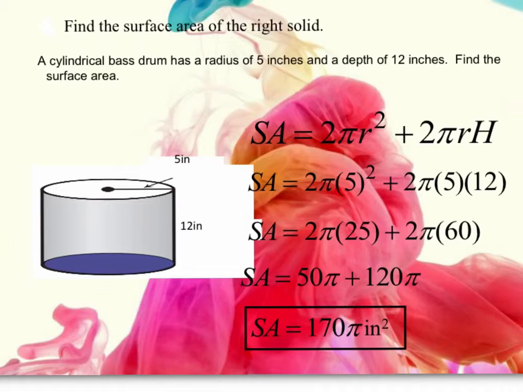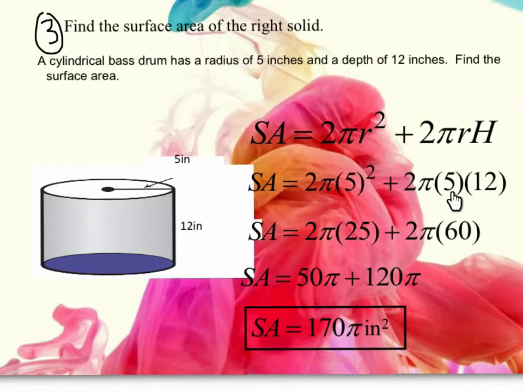Okay, here is our last example. Let's think about what if we had a cylindrical bass drum. So this is a bass drum here, and notice it's in the shape of a cylinder, so that's why they call it cylindrical. It has a radius of 5 inches and a depth of 12 inches. Find the surface area. You're still using the same formula.